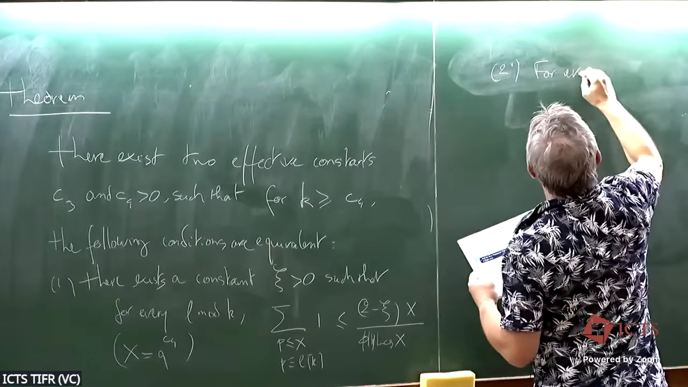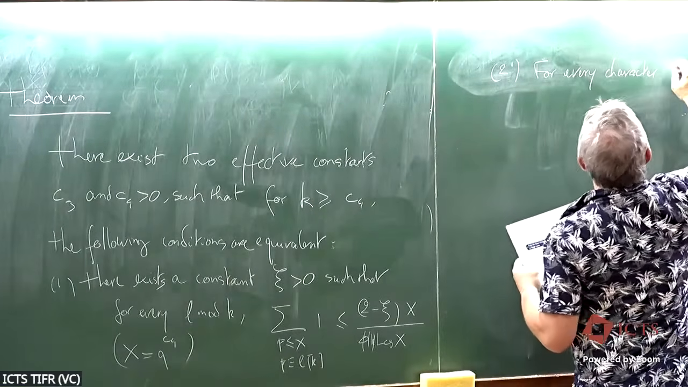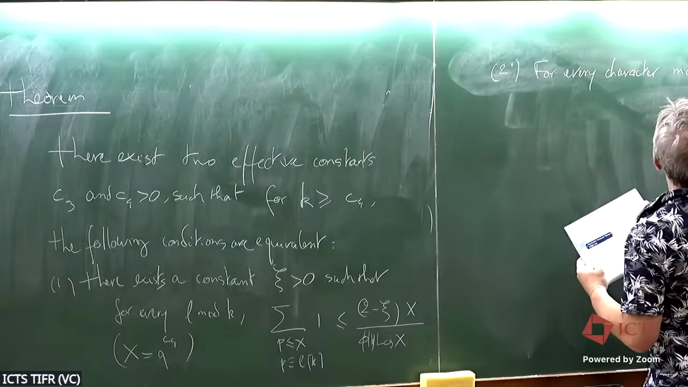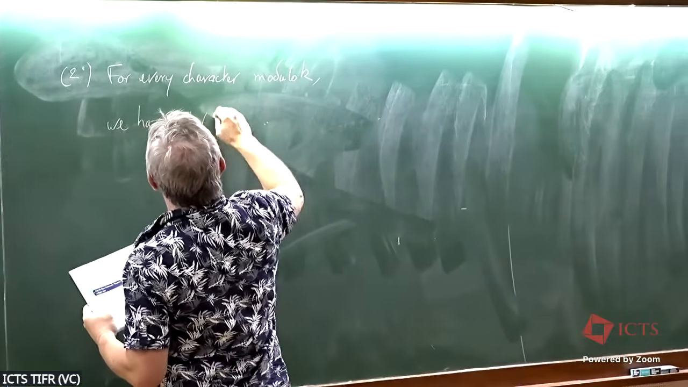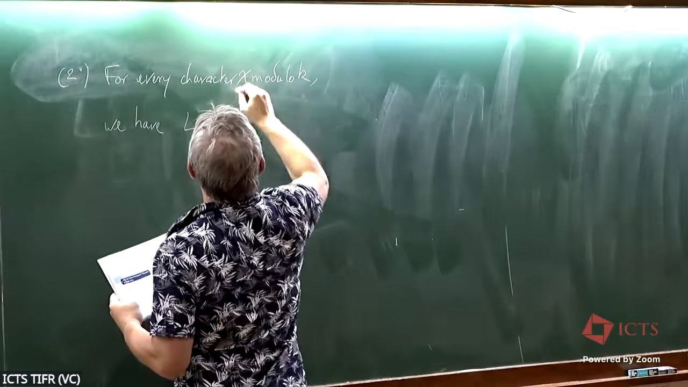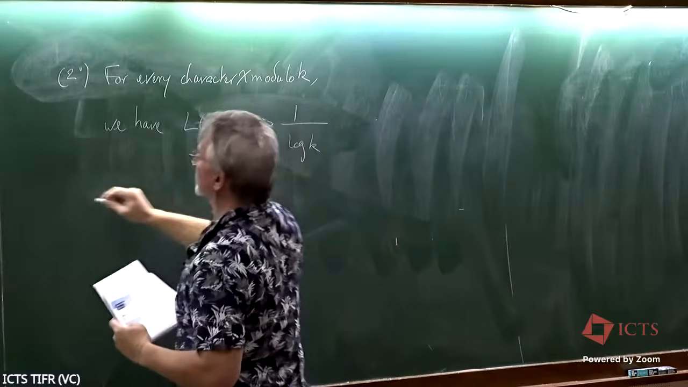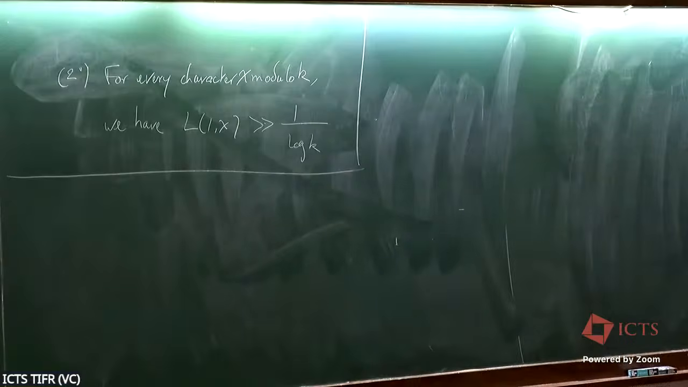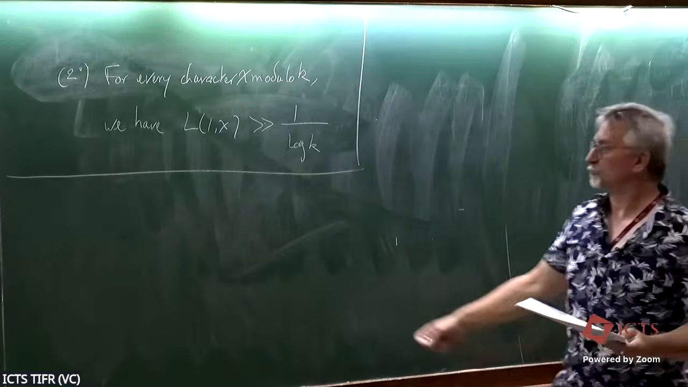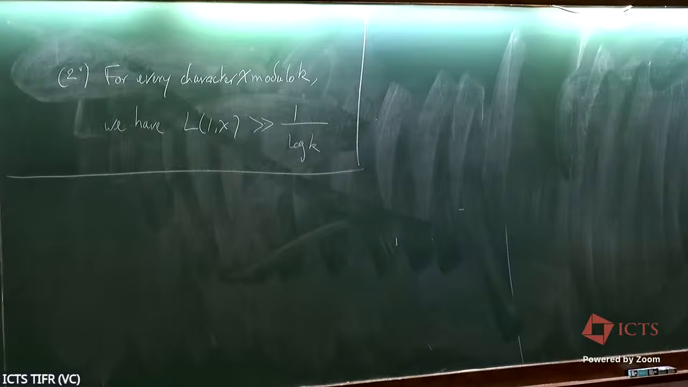for every character chi modulo K, we have L1 chi larger than 1 upon log K, which is the dream of many persons in analytic number theory, to show that L1 chi is larger than 1 upon log K. We even believe that it could be of size 1 upon log K.